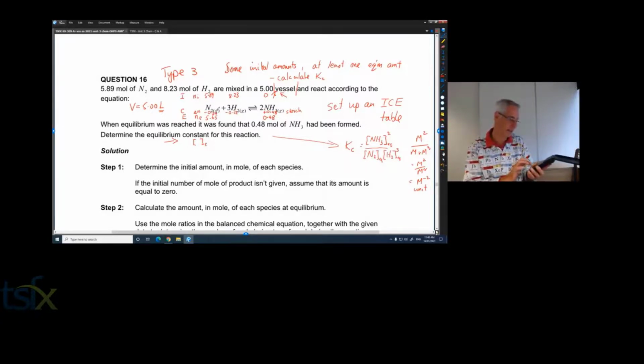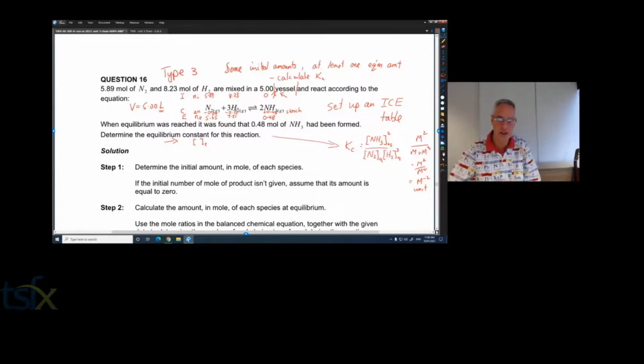Okay, the 8.23, I don't trust my mental arithmetic. I'm going to get 8.23 and I'm going to subtract 0.72 and I'm going to get 7.51, and I'm going to double check that I haven't done anything stupid by adding back and getting 8.23. Yep. So now I've got my mole at equilibrium.